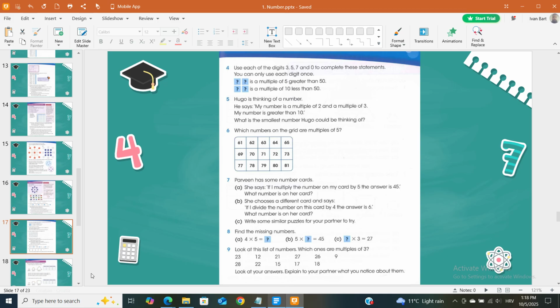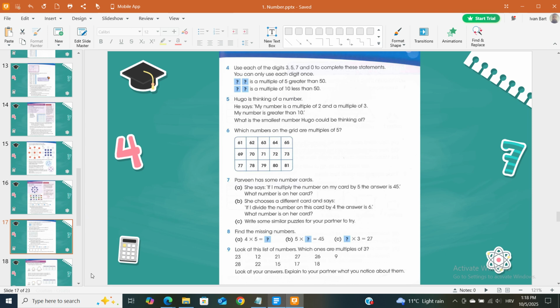6. Which numbers on the grid are multiples of 5? 61, 62, 63, 64, 69, 70, 71, 72, 77, 78, 72, 79, 65, 73, 80, 81.